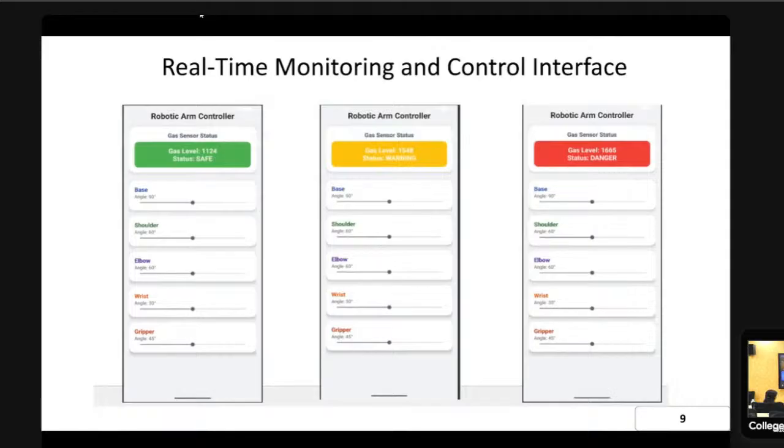This is how the user interface looks. We can see the gas levels, with status safe, warning, and danger. Below a certain value, the atmosphere is considered safe. When the value rises to around 1548, we can say the atmosphere is at the warning stage. And when it exceeds 1665, it is a danger. These threshold values were determined through baseline observation and comparative analysis.